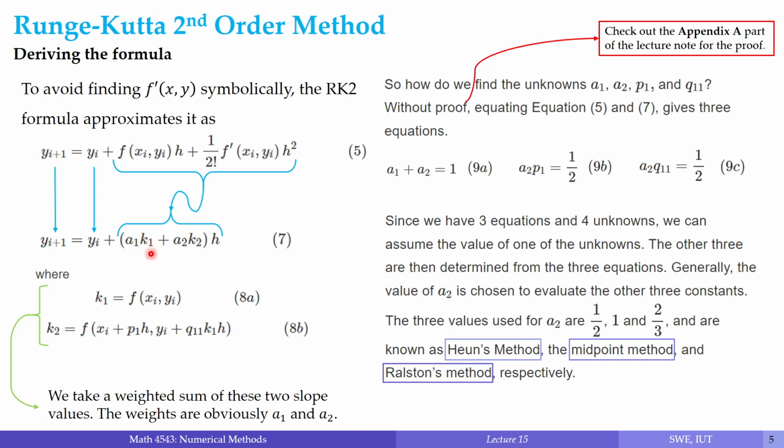Okay, so since we are multiplying a1 with k1 and a2 with k2, obviously we can infer that a1 and a2 are the weight values, right? So how much importance we are giving to the first slope value and how much importance we are giving to the second slope value. We multiply those importance metrics with the slope values and sum them up, and whatever we get is a slope value that we'll use in our final or compact version of the formula.